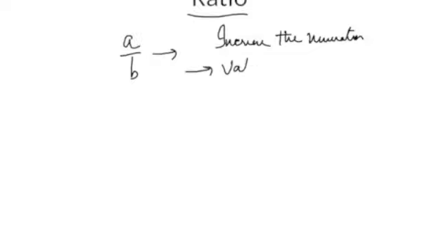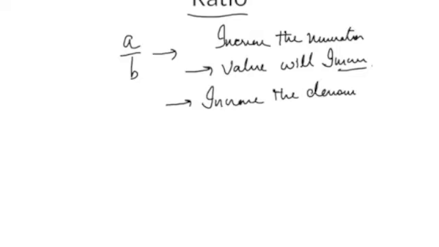Let's see ratios. Actually there is not much concept in ratios. If I say A by B is a ratio, there's nothing conceptual about it, we can just see one thing. If I increase the numerator, the value of the ratio would increase. And if I increase the denominator, the value of the ratio will decrease.